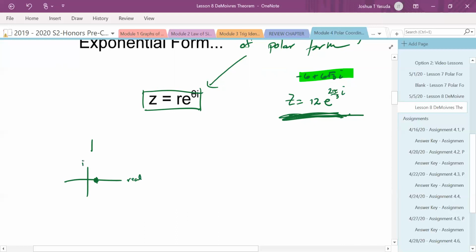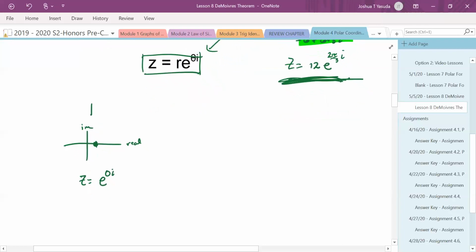Real, imaginary. And so how could you write this? Well, the radius is just 1, so r would be 1. And what's the angle? Well, look at where the angle is, you have it at 0. So you could say z equals r, which is 1, and then e to the 0 i. And when you think about it, what's 0 times i? It'd be 0. And what's e to the 0? It'd be 1. And so the number 1 could be e to the 0 i.